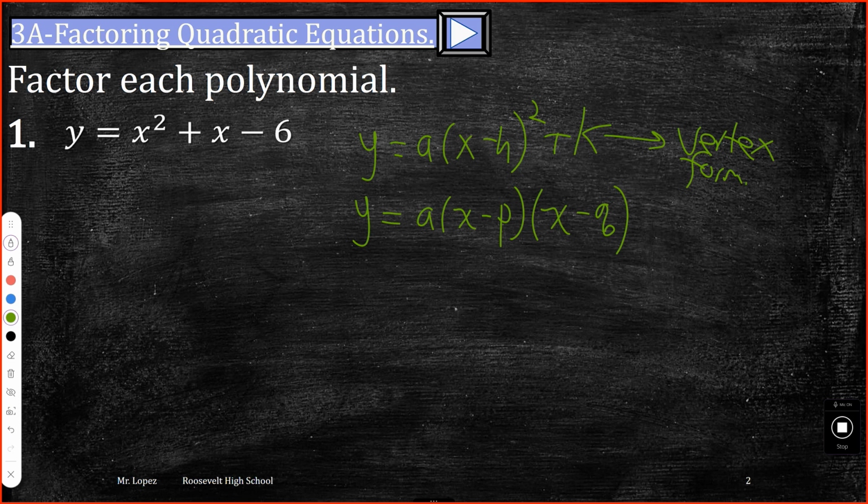There was some other form, again there were three forms. There was the other form, which is this exact form. This is standard form, y equals ax squared plus bx plus c. This is called standard form of a quadratic. So there are three forms. We did form 1, form 2, form 3.